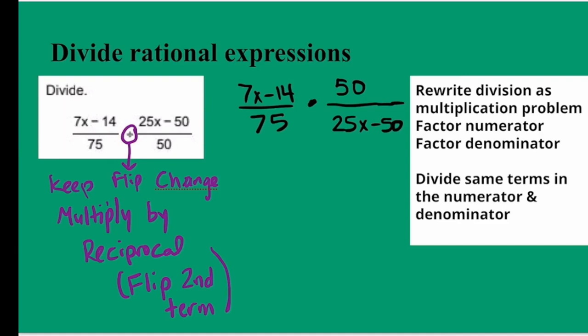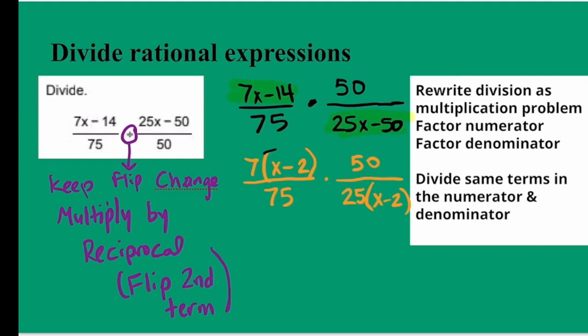There are binomials in the first numerator and the second denominator. Those can be factored. So I could take a 7 out of that numerator. And if I divide 7 out, I'm left with x minus 2. I could take 25 out of that denominator, and then I'm left with x minus 2. That's super convenient. The fractions 50 and 75 are still there, and now we're going to be able to start simplifying.